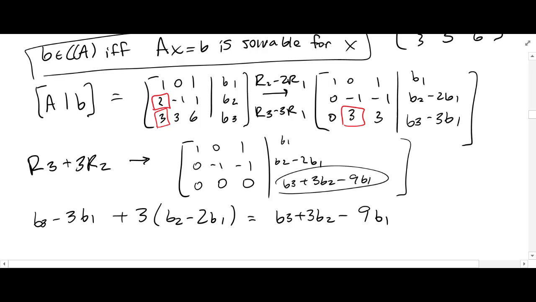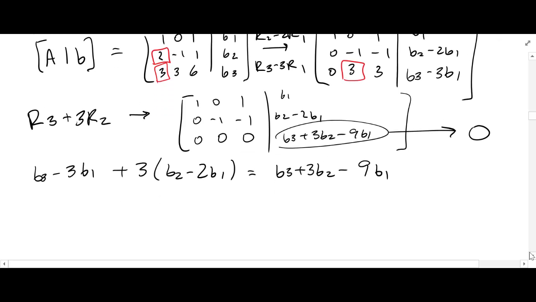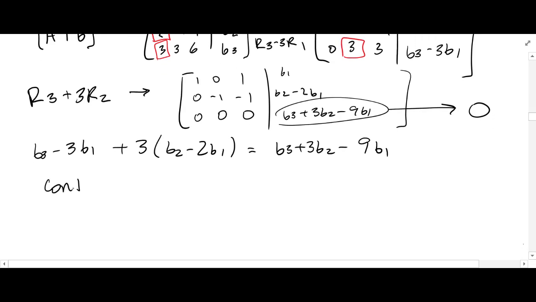Okay, so that's that. In order for this equation AX equals B to be solvable, you need this to be 0. Otherwise, you would have 0 equals 1 or 0 equals 2 or something. It's not 0, and that would be a contradiction. You would have no solution. That would be like the permanent breakdown. So we need this to be 0. So that's the condition we can put on B. The condition is B3 plus 3B2 minus 9B1 equals 0.